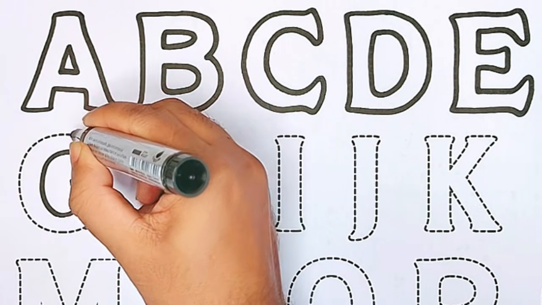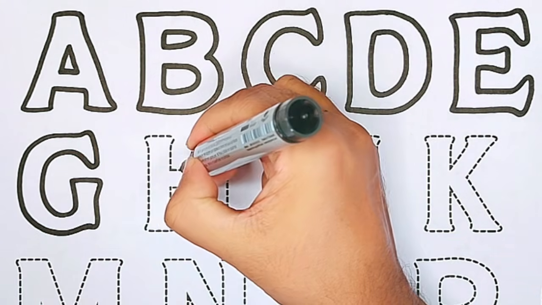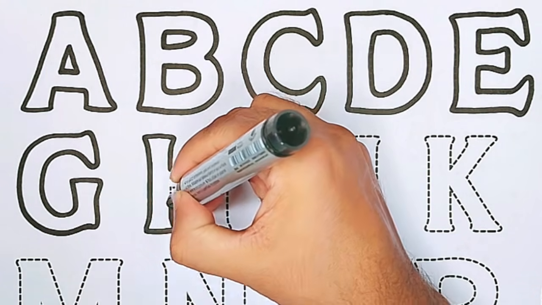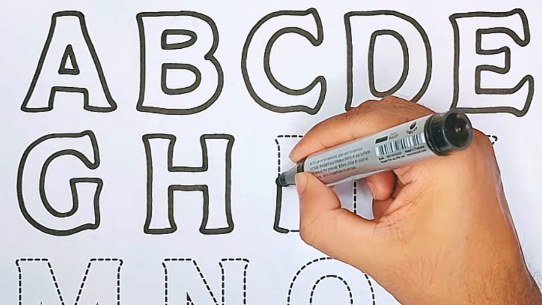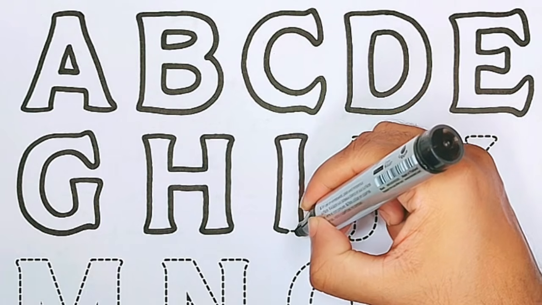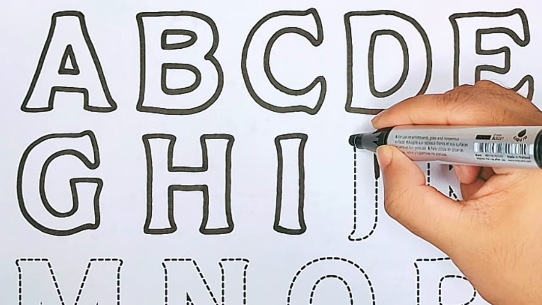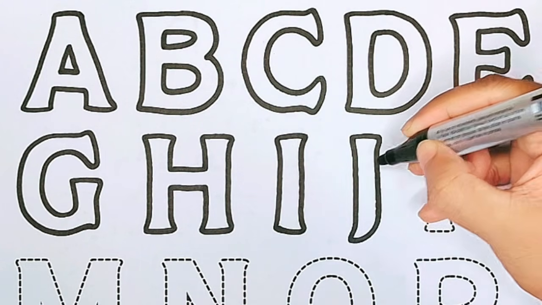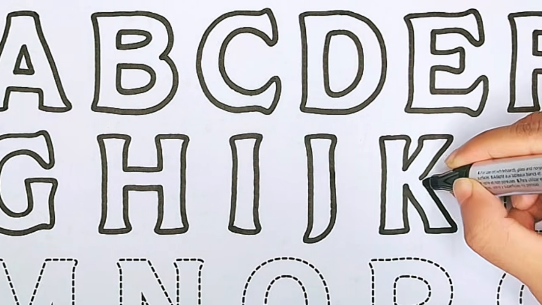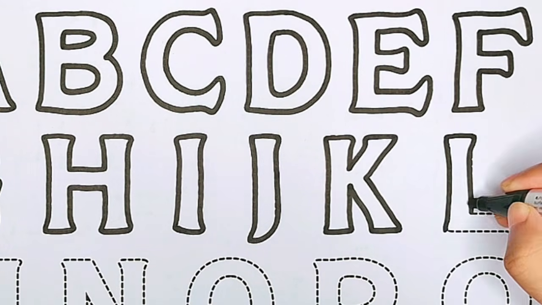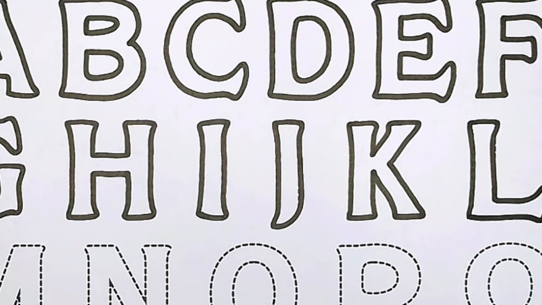G for goat. H for hamburger. I for ibis. J for jaguar. K for kettle. L for ladder.